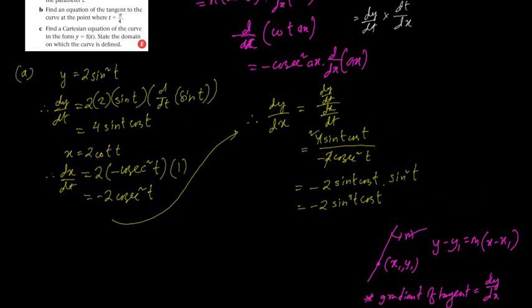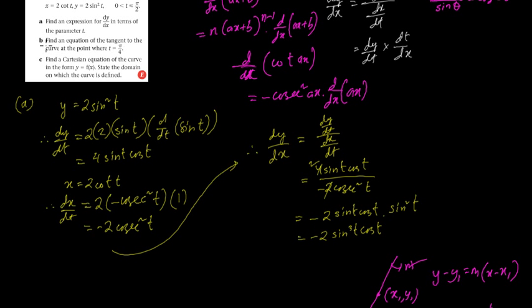So here the question is to find the equation of the tangent. For the equation we need two things. We need the point through which the line passes, and we also need the gradient of that particular line.